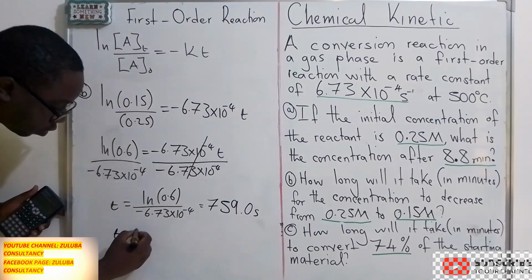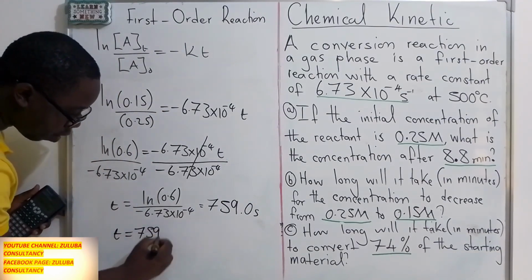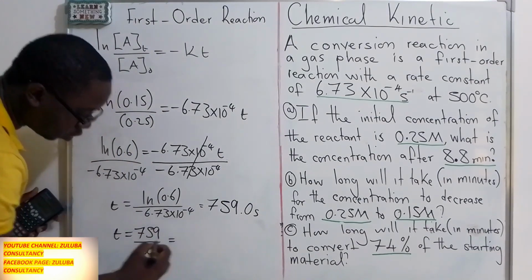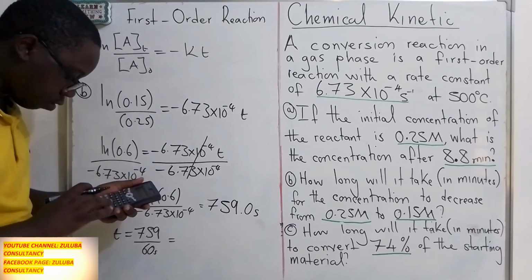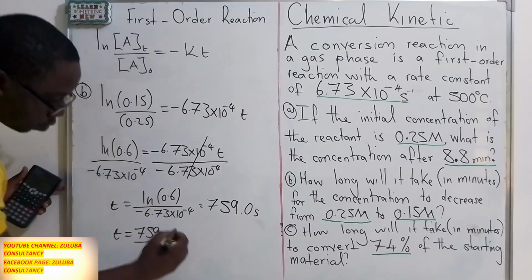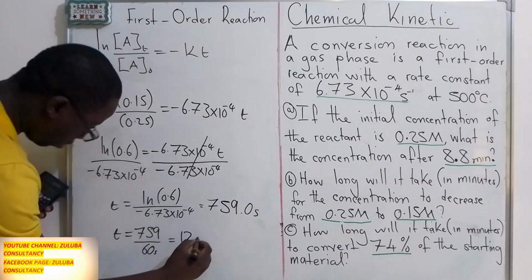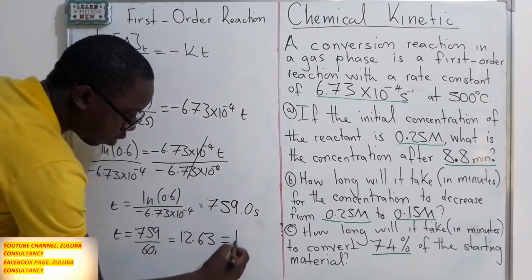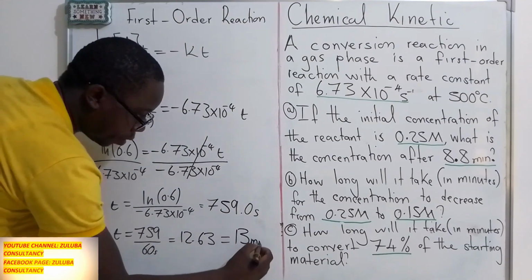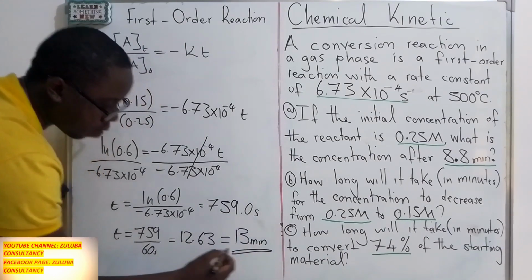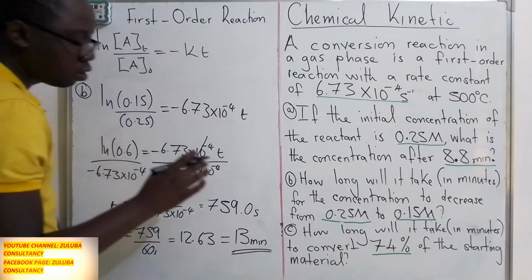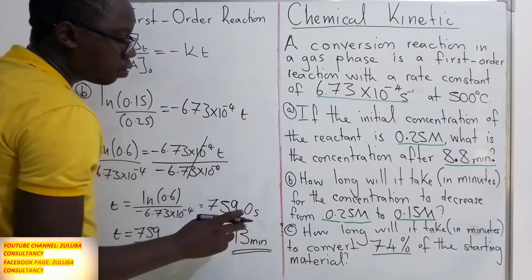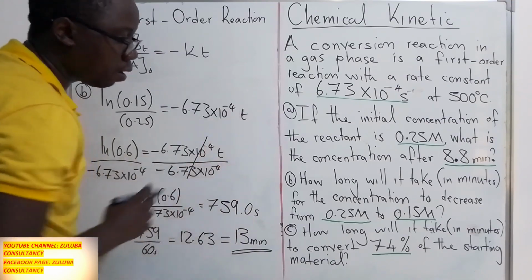That's what they have asked us. So 759 divided by 60 seconds, then we are changing it to minutes. So this answer divided by 60 seconds gives us 12.63, and when you round it off, it's the same as 13 minutes. So these are the minutes that will be needed for the concentration to come from 0.25 to 0.15.